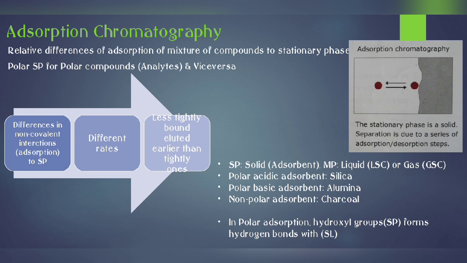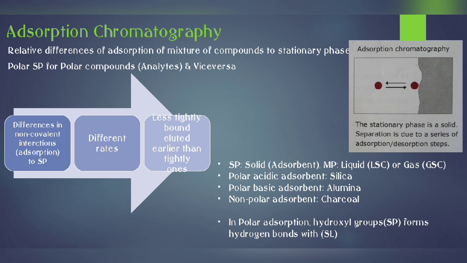Here the stationary phase is solid, and the mobile phase may be either liquid or gas. If the mobile phase is liquid, it is liquid-solid chromatography. If the mobile phase is gas, it is gas-solid chromatography. Some of the adsorbents, that is stationary phases, used in adsorption chromatography are: for polar acidic adsorbent, silica; polar basic adsorbent, alumina; and non-polar adsorbent, charcoal.